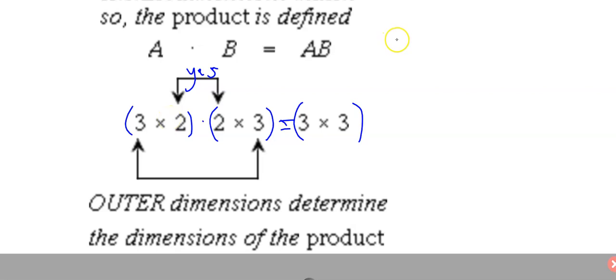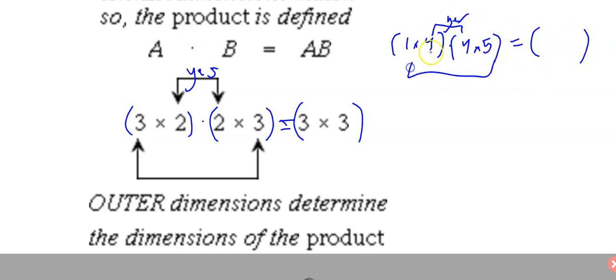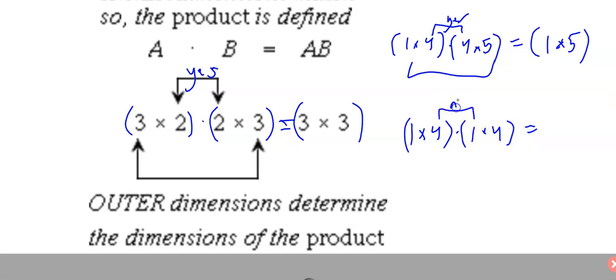So for example, if you had a 1 by 4 matrix times a 4 by 5 matrix, can you multiply them? Yes, you can. What are the dimensions of my answer? It'll be a 1 by 5. Now let's try this one. What about a 1 by 4 times a 1 by 4? You can add a 1 by 4 and a 1 by 4, they're the same exact sizes. But can you multiply those? No, you can't. So this is not possible here. The product is not defined if the inside dimensions don't match. The inside dimensions have to match.